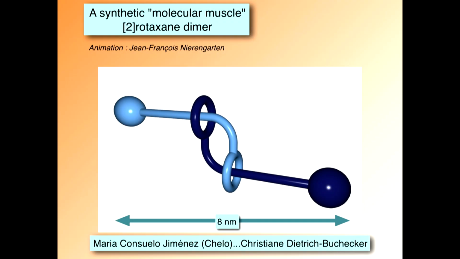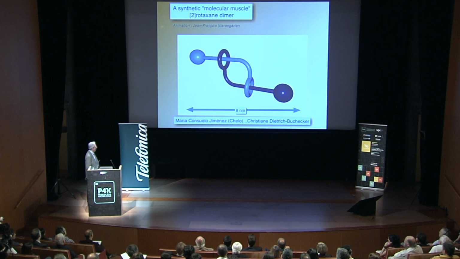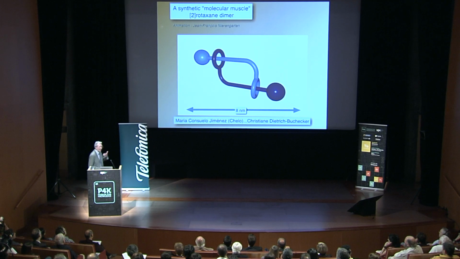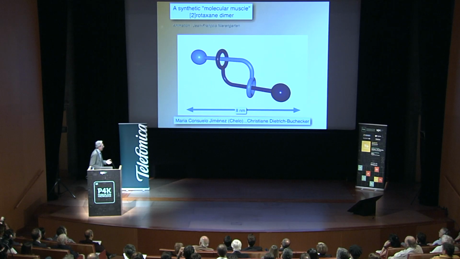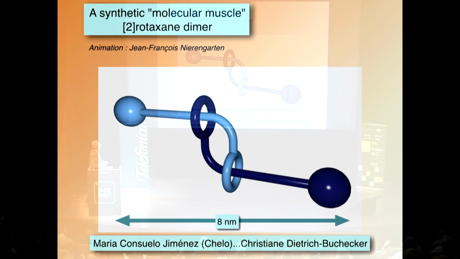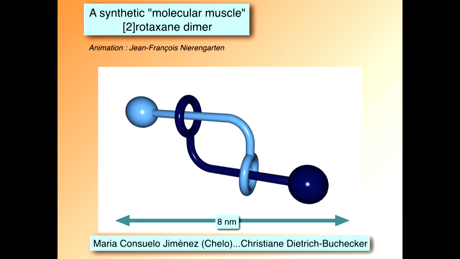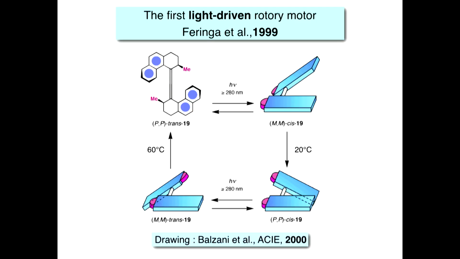And we could show that starting from the full length system, which is 8 nanometers long, we can contract, go down to 6 nanometers, go back to 8 nanometers using some chemical signal. We speak to the molecule using chemical reactions. And that was the first molecular muscle, so to say, of this type.